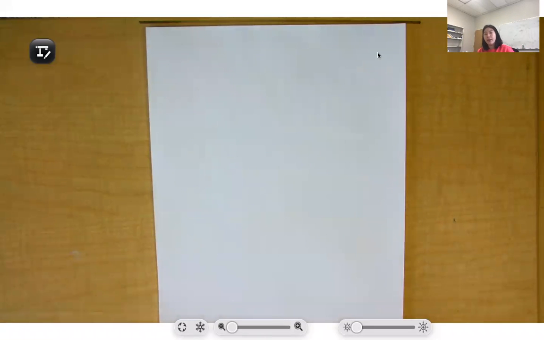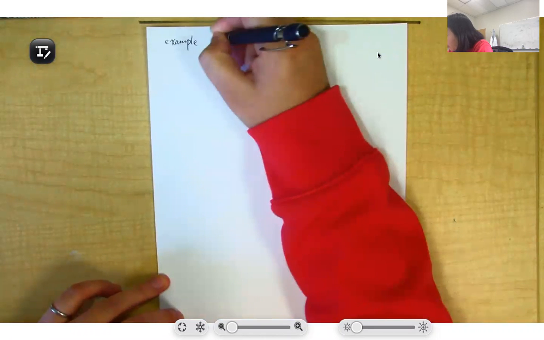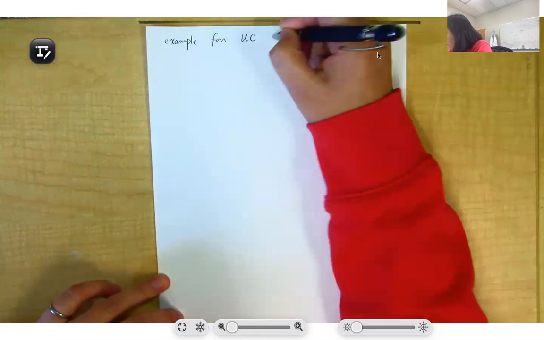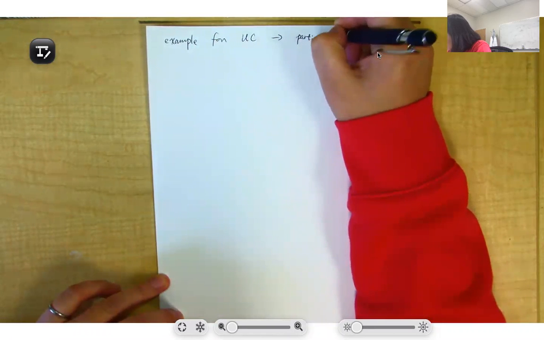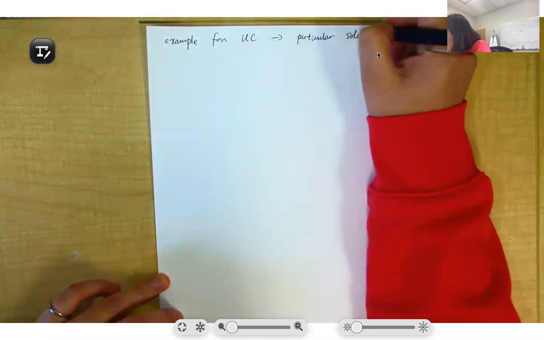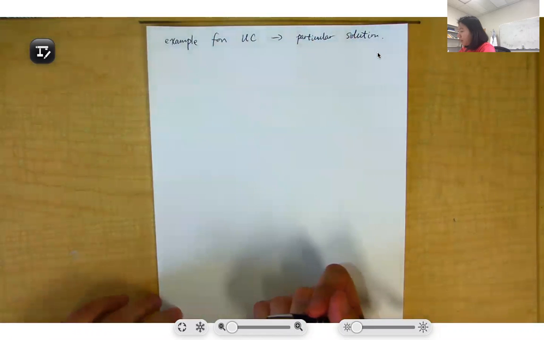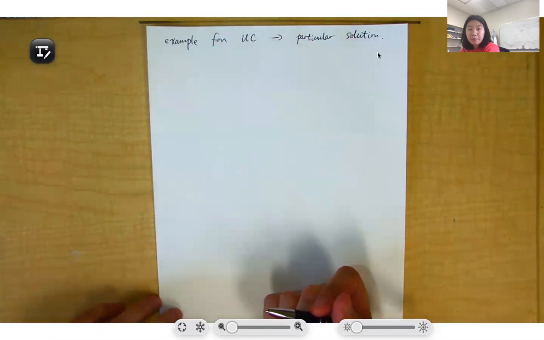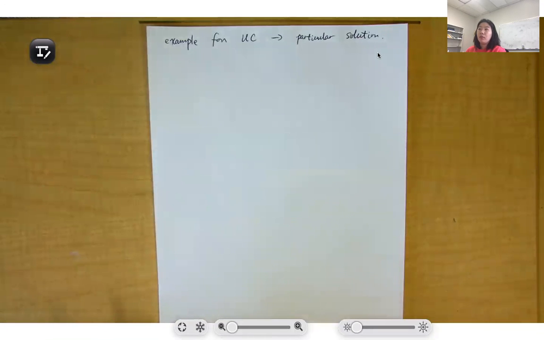Okay, now we will share an example for the undetermined coefficient to solve the particular solution. Okay, so example for undetermined coefficient to find the particular solution. Okay, so we have our mass spring damping system. We will use the same example as before, where we solved the homogeneous solution. Right now, we will solve for the particular solution.